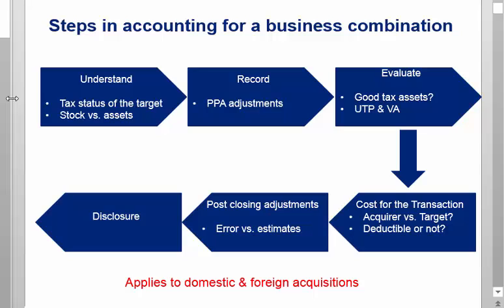The second step is what I refer to in this blue box as PPA adjustments. PPA is purchase price accounting, or purchase price allocation. In industry, PPA refers to the exercise that the accounting team goes through to take the purchase price and allocate it to the assets acquired. Regardless of what the structure of an acquisition is, for book purposes, the purchase price gets allocated to what assets came across on a fair value basis.